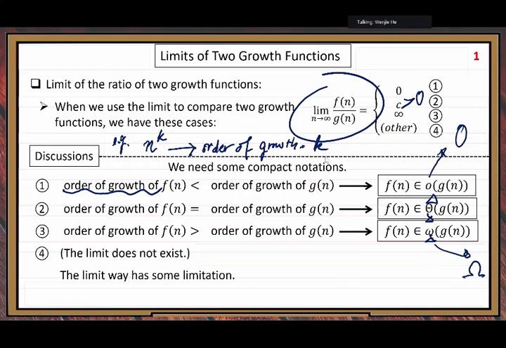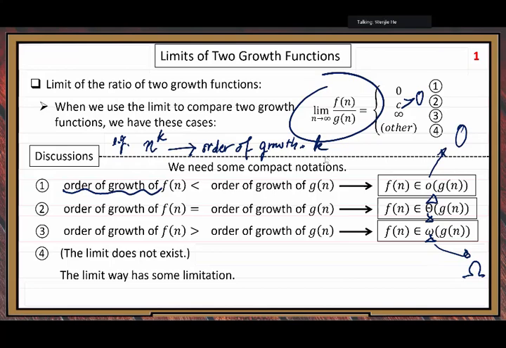Now we want to look at case number 4. How to find a way that does not rely on the limit? Because if you calculate the limit, it does not exist. Case number 4, it does not exist. You get nothing, all right?